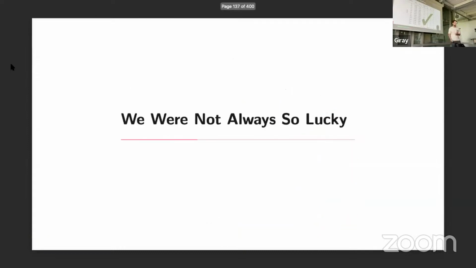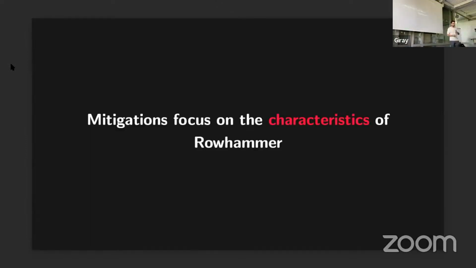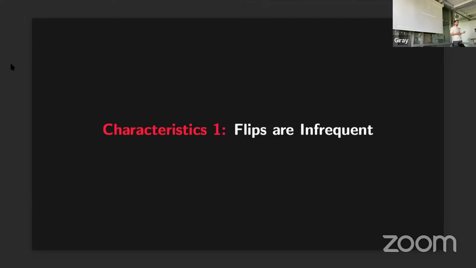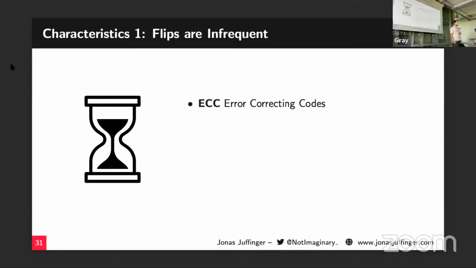But we were not always so lucky. Actually, 4 years ago. And the problem why this can happen is that RowHammer mitigations often focus on characteristics of RowHammer, for example, that bit flips are infrequent. When RowHammer was first discovered in 2014, the manufacturers just came by and said, okay, this is not a big problem. First, no one can exploit that. No exploits were shown back then. And we just doubled the refresh rate, for example. Or we have error correcting codes. They can correct the single bit flips. This RowHammer problem is easily corrected by ECC.